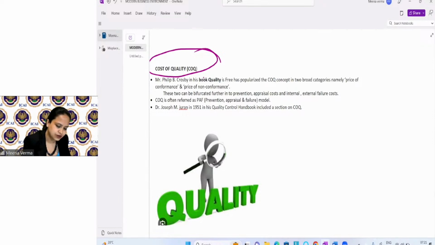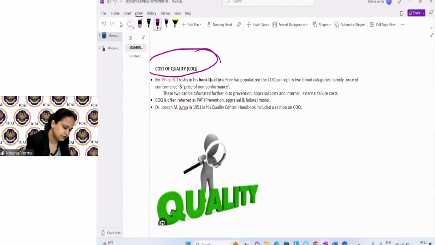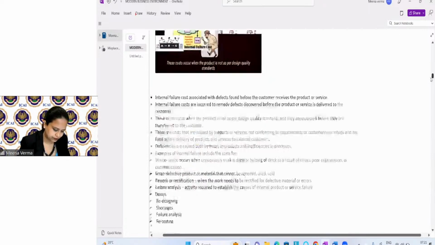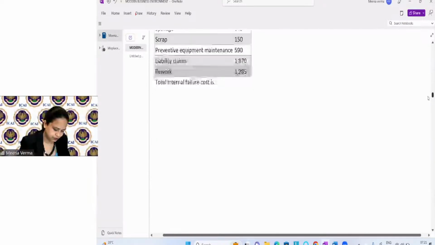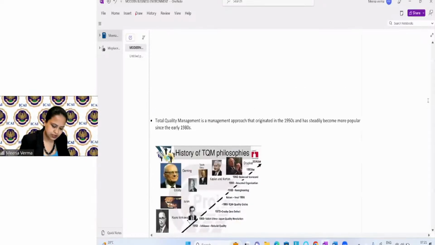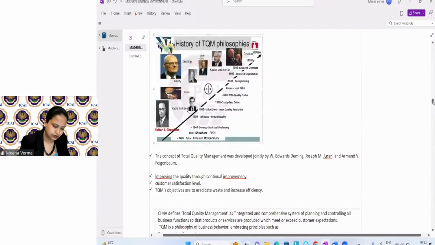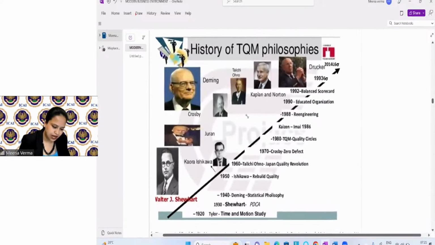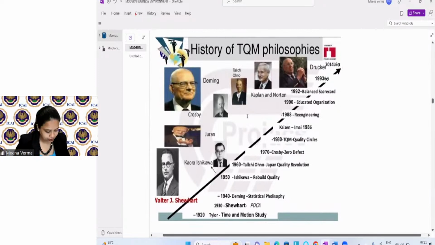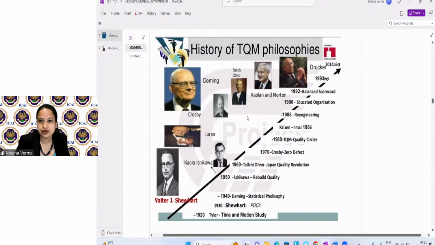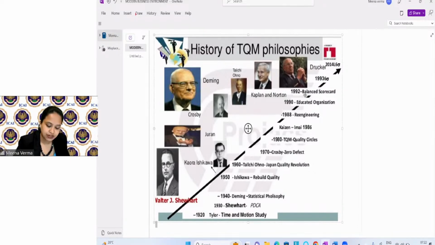Let me show you a picture first. Many researchers have done so much research on quality. Okay, this image. So you can see that for the production of a quality product, not only one person is responsible, right? Though Dr. Joseph M. Juran and W. Edward Deming have the major role. Okay, if you will see, this is how quality has evolved with time.